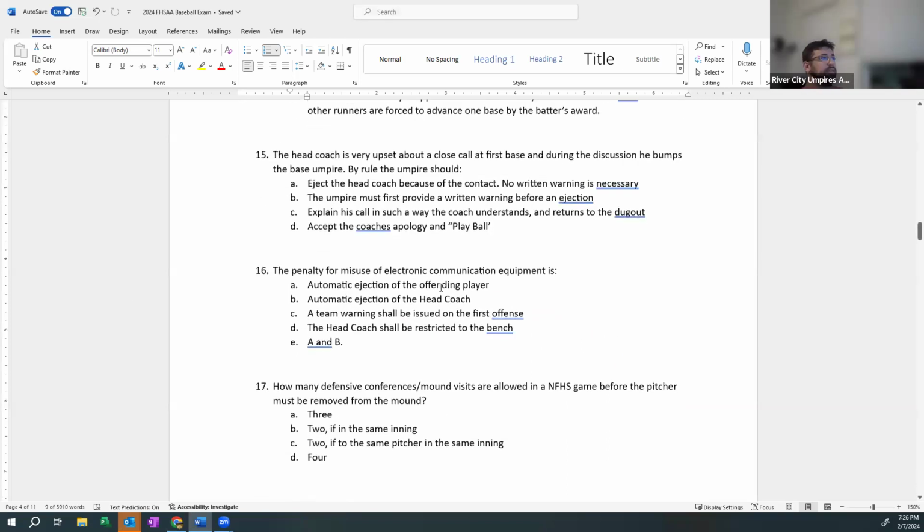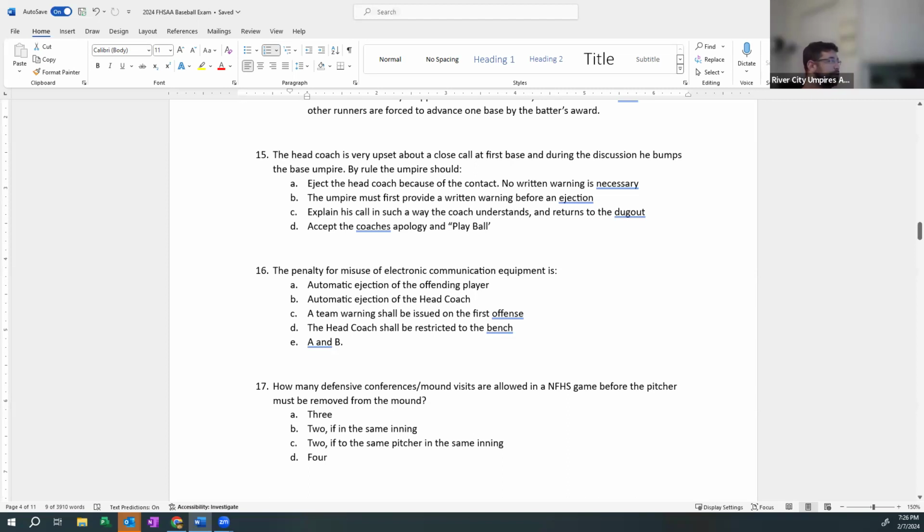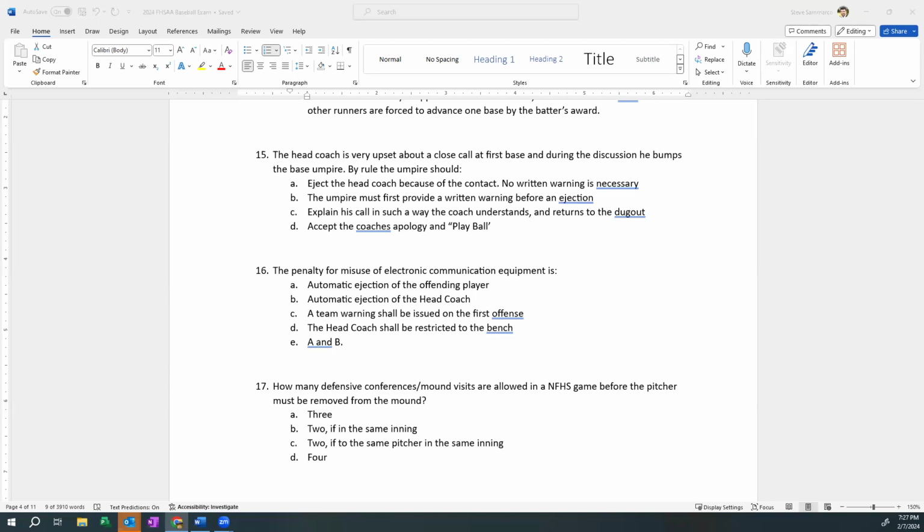All right. The head coach is very upset about a close call at first base, and during the discussion, he bumps the base umpire. By rule, the umpire should: gone. Get on the bus. Absolutely. All right. And then what do you do after the game, after you eject them? Who are you following? Rolo. Following Rolo. Maybe the police too, but definitely Rolo.